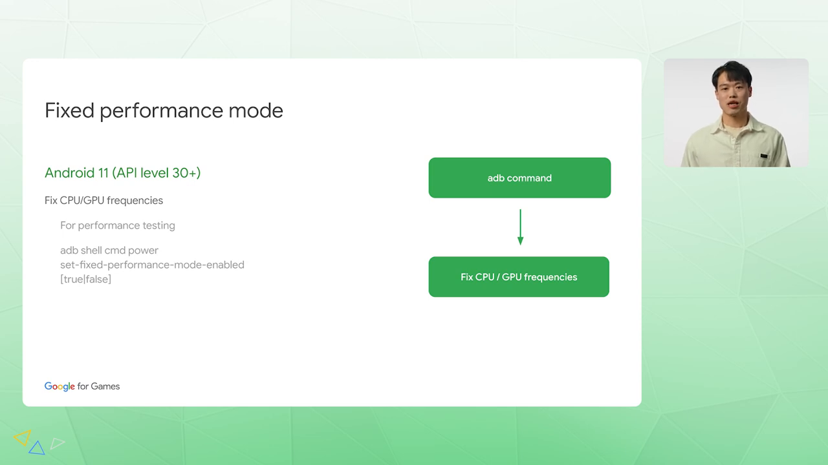Besides the performance hint API, we also have a fixed performance mode that you as developers can turn on through an ADB command, which will set the upper bound and the lower bound of the CPU-GPU frequency to allow reproducible profiling and performance debugging. So performance hints APIs are to influence the Android OS.